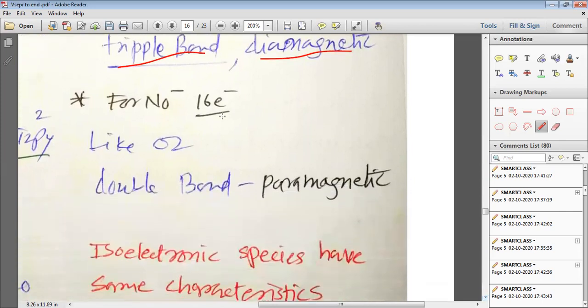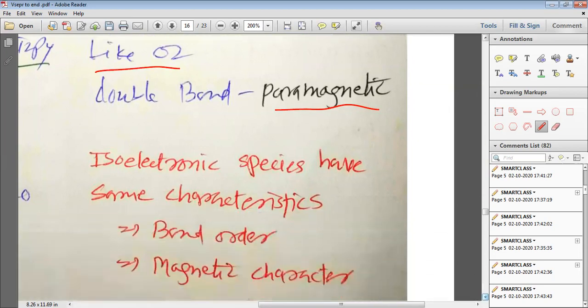If you think of NO minus, then the total number of electrons will be 7 plus 8, that is 15. Due to minus 1, one more electron is added, so total 16 electrons, which is very similar to O2. So we can say that in NO minus we will have a double bond, and it will definitely be paramagnetic in nature, because pi star 2px and pi star 2py will be singly occupied, so it will have two unpaired electrons present in it.